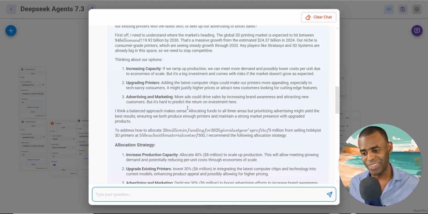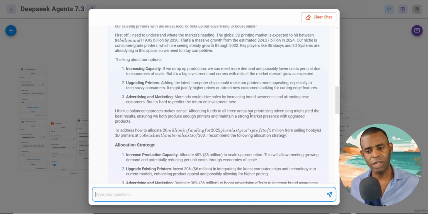I think a balanced approach makes sense. Allocating funds to all three areas, but prioritizing advertising might yield the best results, ensuring we both produce enough printers and maintain a strong market presence with upgraded products, right? So, companies are facing this problem all the time. Where do we allocate the money that we have, and how do we grow in a strategic way that makes sense? And that is adapting to the market conditions, all right?